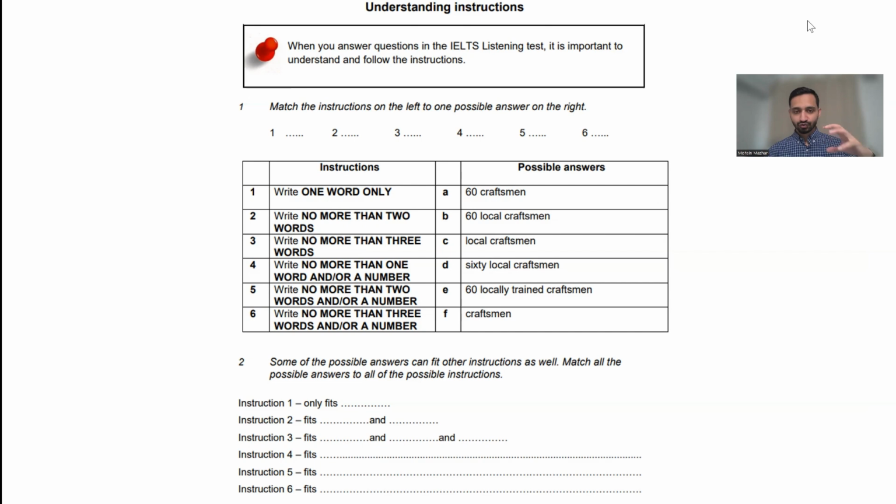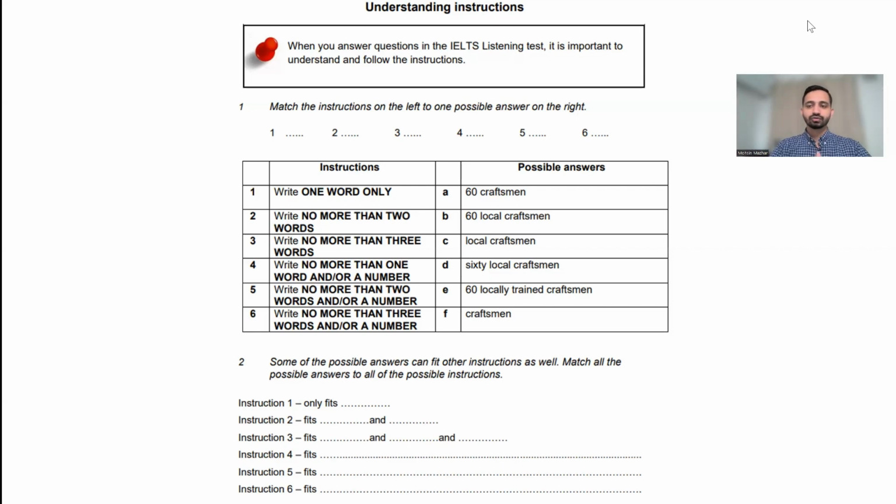Okay, so do this activity on your own. Pause the video here and do this activity on your own, and also do question number 2. Some of the possible answers can fit the other instructions as well. For example, question number 3, write no more than 3 words, can also fit 60. No more than 3 words doesn't mean you have to write 3 words. You can write 1 word, you can write 2 words, you can write 3, maximum 3 words. So craftsmen can fit there. 60 craftsmen can fit there as well. 60 local craftsmen can fit there as well. Option D can also fit there. So you have to think about this.